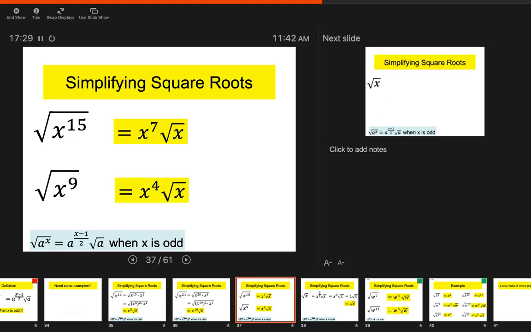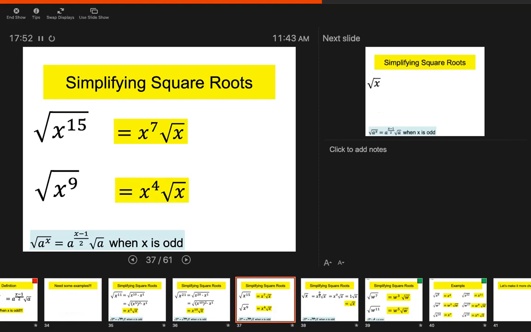Notice every single time we do this, you're stuck with an x, or whatever the variable is, on the inside. Technically, that's x to the first power. What's on the outside is 1 less than the original power, and then taking half. 15 minus 1 is 14, half of 14 is 7. 9 minus 1 is 8, half of 8 is 4. Okay, that makes more sense.